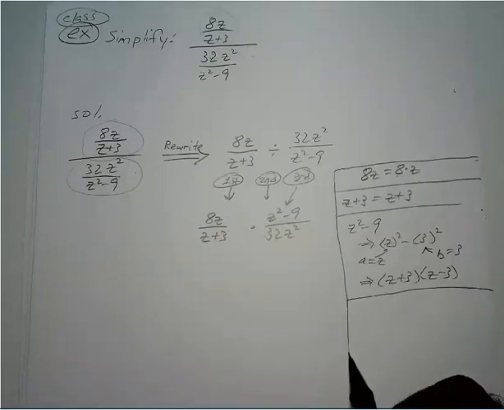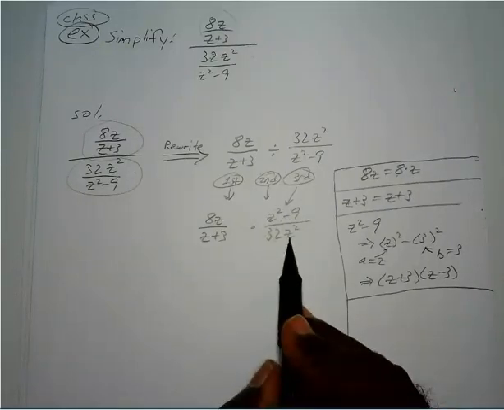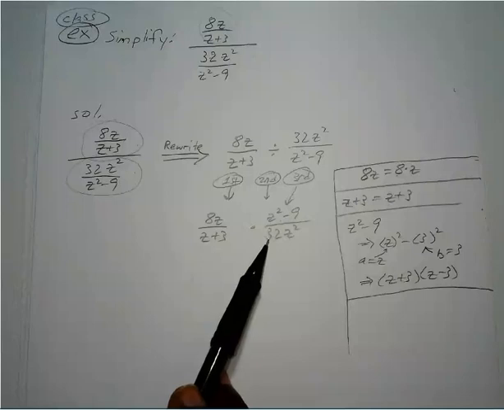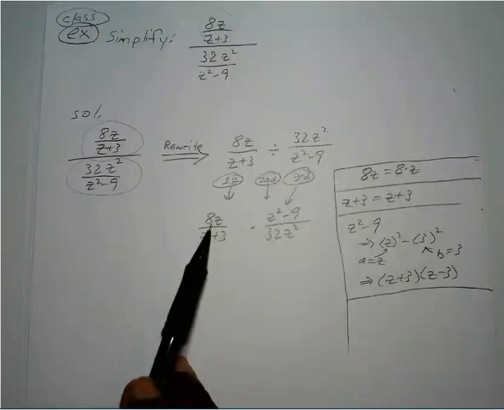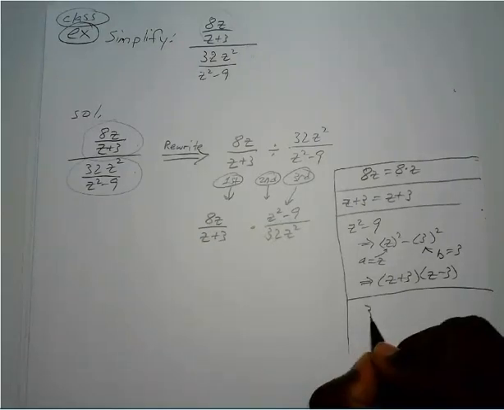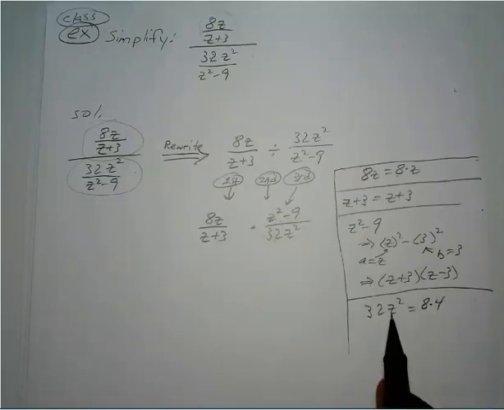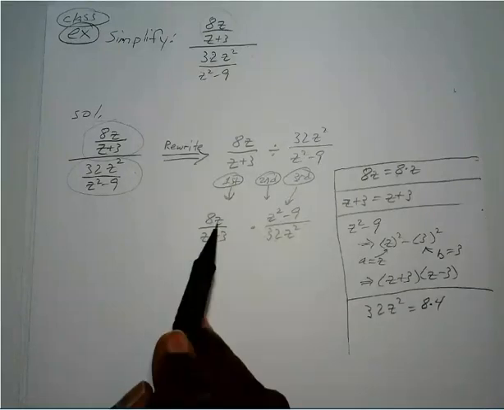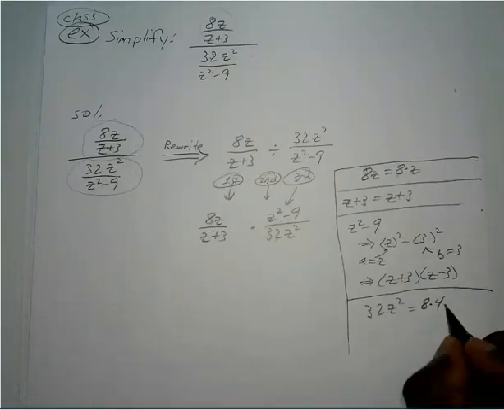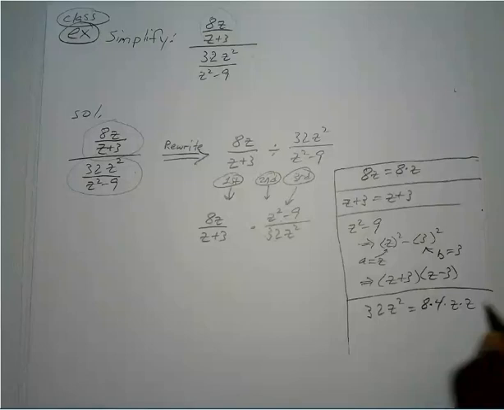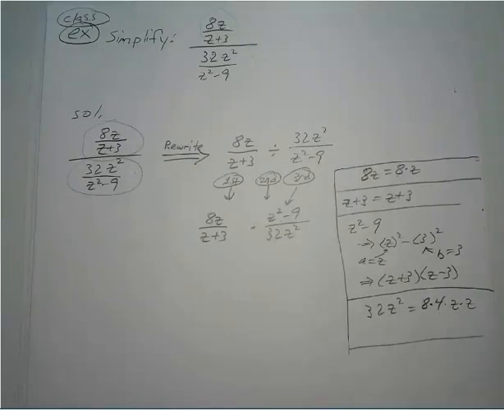And 32z squared, we're going to change 32 to 8 times 4 because it cancels out with that 8. So 32z squared is 8 times 4, and z squared, I'm just going to make that z times z, so one of those z's can cancel out here. Alright, so we're all set to start rewriting and canceling stuff out.